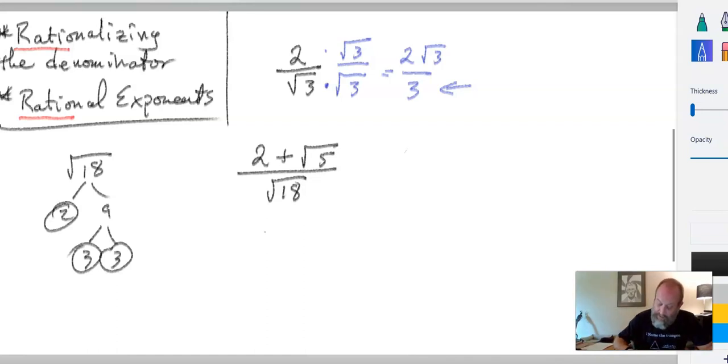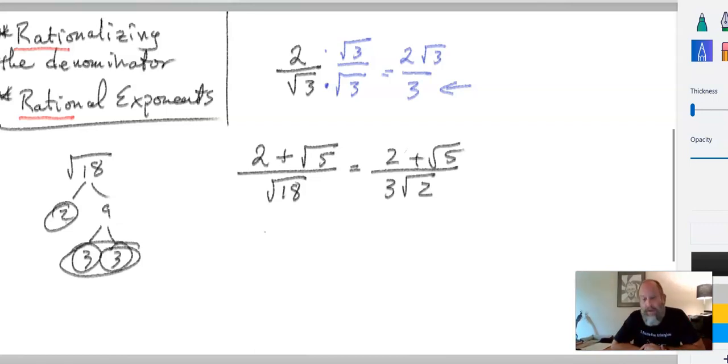Right, we got our prime factorization. The square root of 18 is, let's see, I have a pair of 3's and I have that 2 left over, so I have 3 root 2. Now 3 is already a rational number, so if I'm going to be clearing out the root here, all I need to multiply is root 2. So let's go ahead and take a look at that.